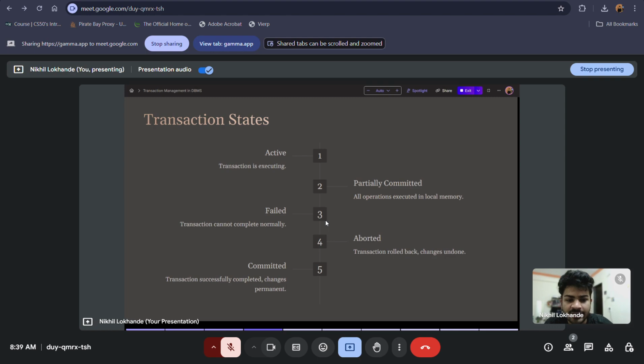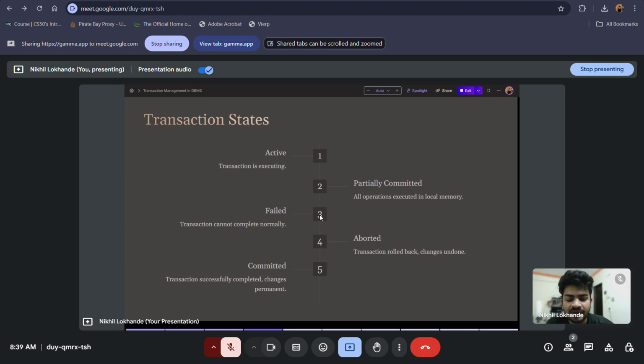Second, partially committed. All operations executed in local memory. So in partially committed transaction state, all the operations which get executed occur in the local memory and are not reflected on the whole database management system server, and they don't affect the whole server yet. They occur locally, and the next one is failed.